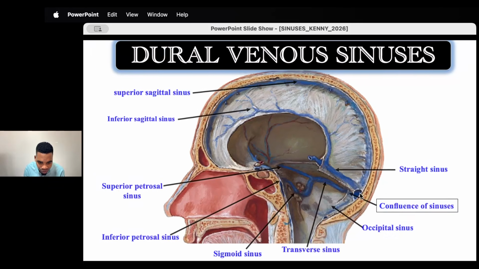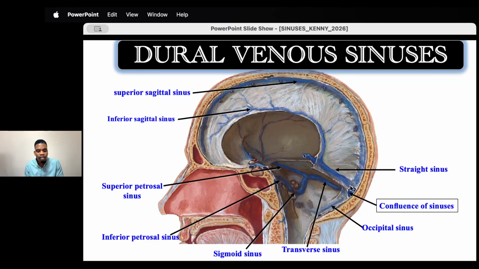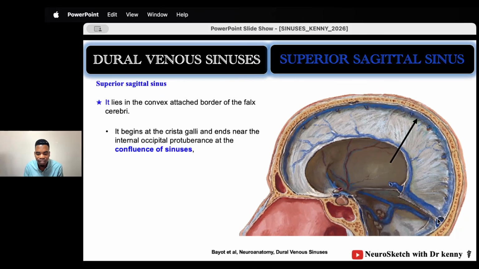Did I mention the confluence of sinuses? Okay, if I didn't, the confluence of sinuses is this point where a lot of sinuses will meet, like a conference of sinuses, and it's found here posteriorly, located at the internal occipital protuberance. Now, your superior sagittal sinus is going to empty blood into the confluence of sinuses.